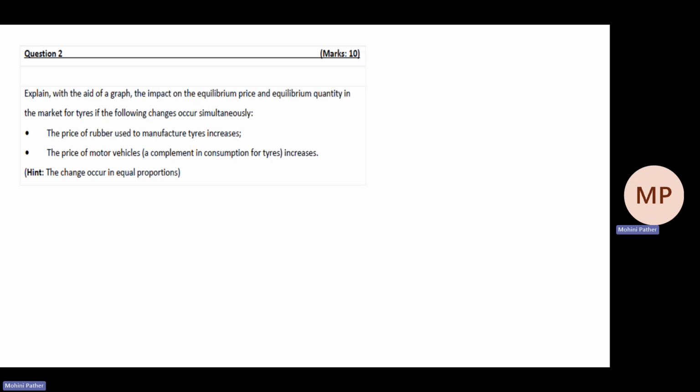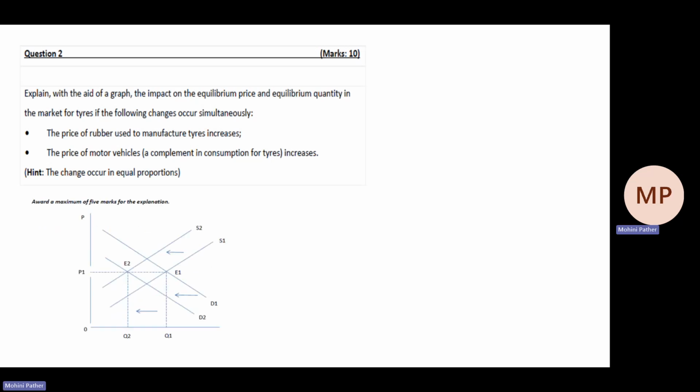So that tells you the price of rubber, a factor of production, has increased, and the price of the motor vehicle, a complement in the consumption of tires, has increased. So if the complement of the product increases in price, it means that their demand has decreased. Okay, so what do we have here? We have seen a restriction in supply. Why? From a producer's standpoint, the price of rubber is increased. Therefore, factors of production have gotten more expensive, which means that they have to produce less.